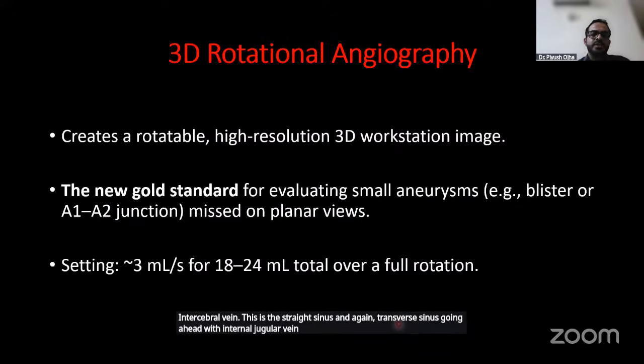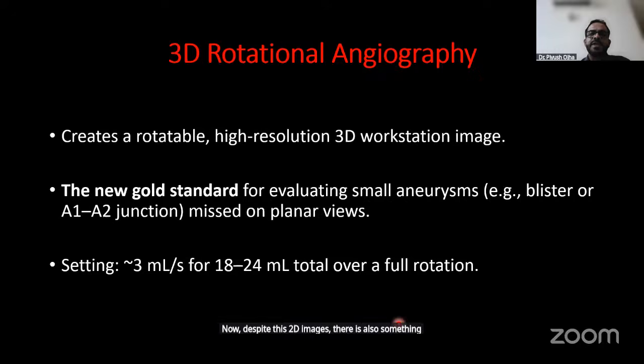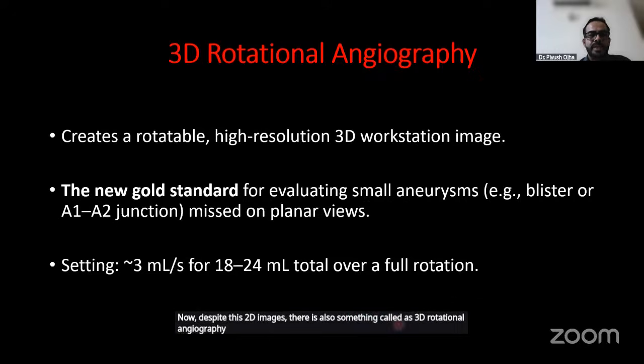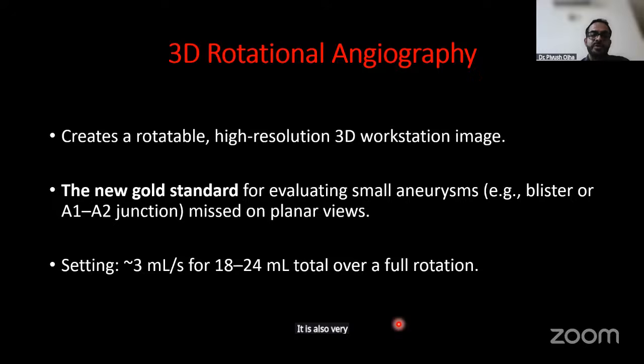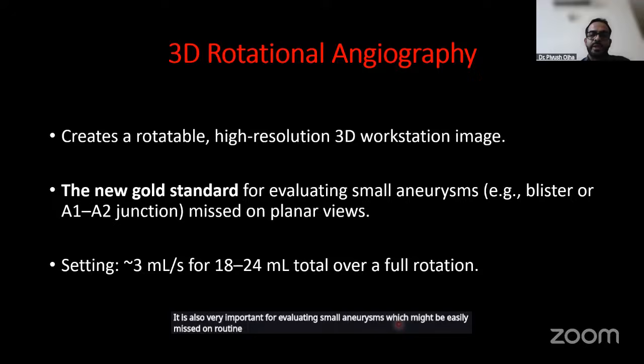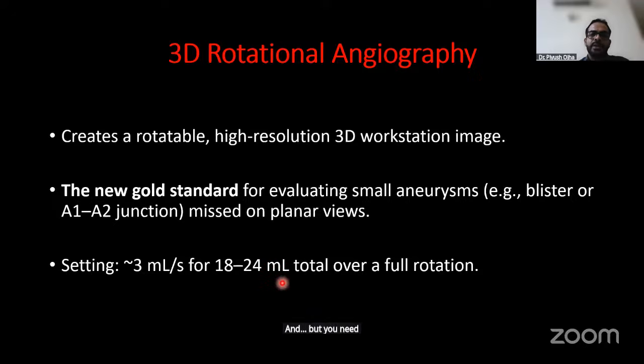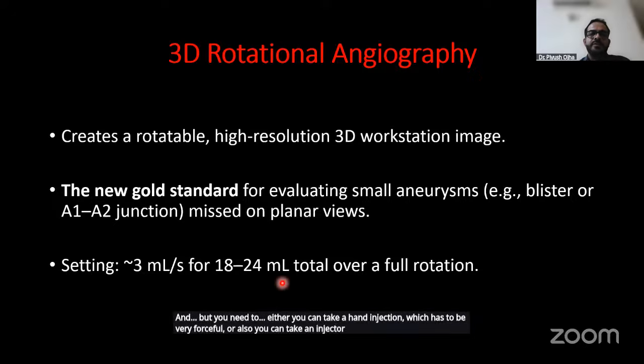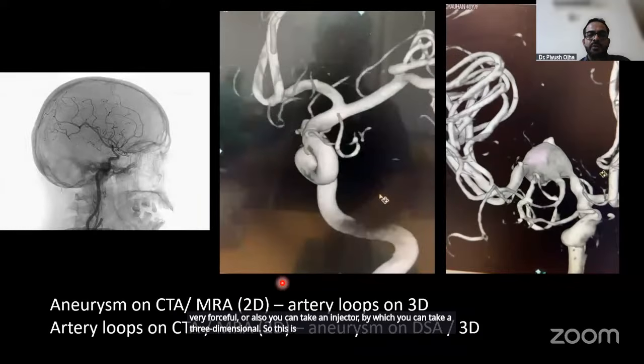Now, despite these 2D images, there is also something called 3D rotational angiography. That is seen in most of the machines that we have across the country. How it helps us is that it creates a rotatable, high resolution 3D workstation image. It is also very important for evaluating small aneurysms, which might be easily missed on the routine runs that you take. You can either take a hand injection, which has to be very forceful, or you can use an injector by which you can take a 3-dimensional image. So this is how it looks.